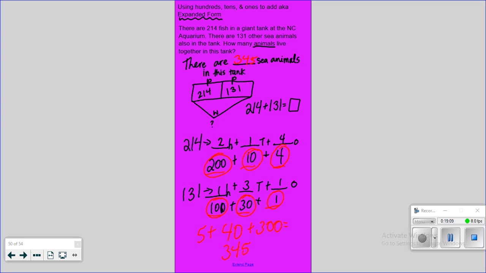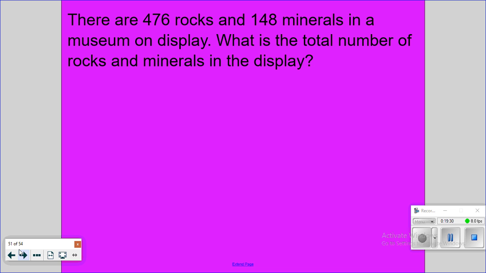Because I get too fast, and then I snap. Raise your hand if you've used this strategy to add before. Breaking it into each place value, hundreds, tens, and ones to add. So we're a little familiar. This is just like make a friendly number, but breaking it into more than one friendly number. All right, let's try another one.